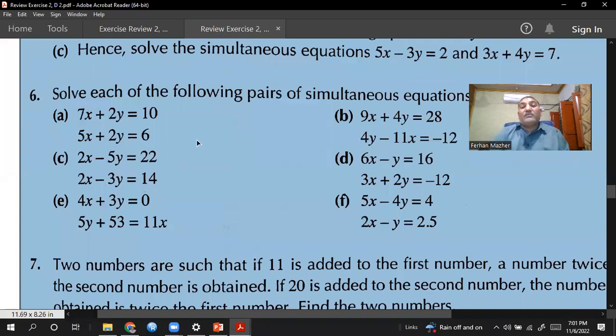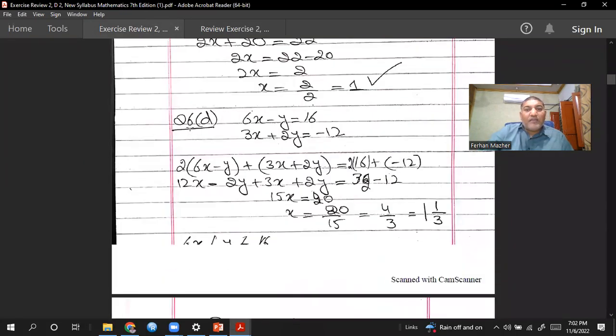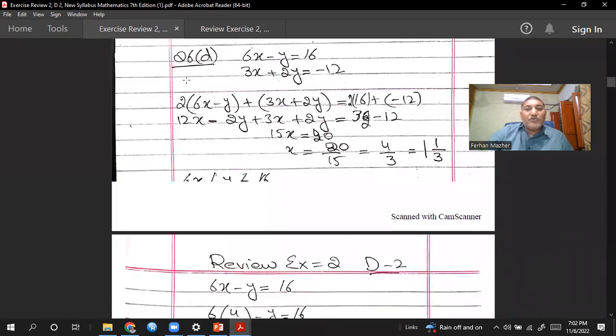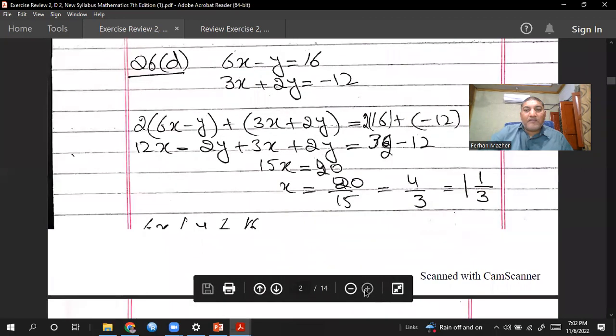Okay, so we are on question number 6, and it's D part. 6x minus y equals 16, and 3x plus 2y equals minus 12. So you can see the coefficient of x is 6, and in the other equation the coefficient of x is 3. The coefficient of y in the first equation is minus 1, and in the second equation it is positive 2. So you can make y same, or you can make x coefficient same. It's up to you. If you want to make the y same, you will have to multiply the first equation with 2, and then it will become very easy.